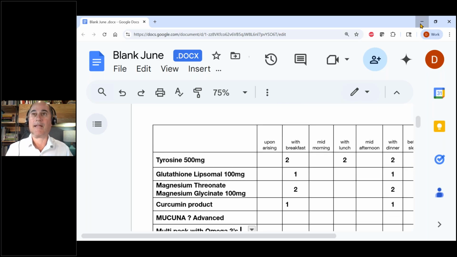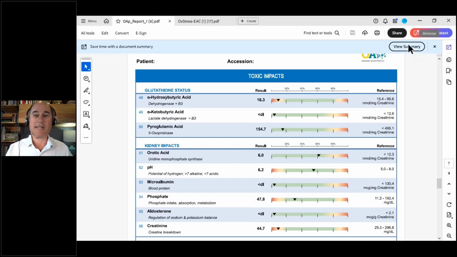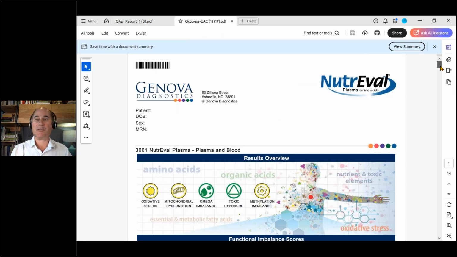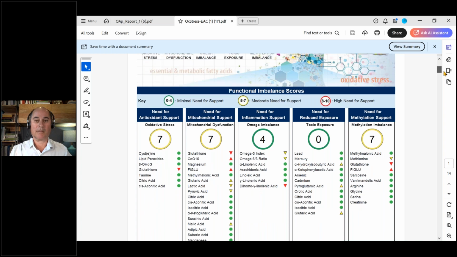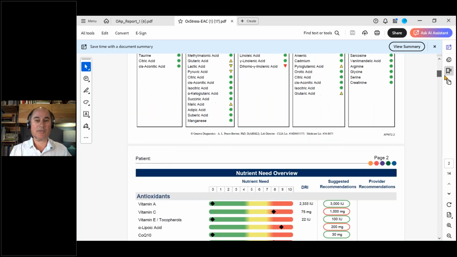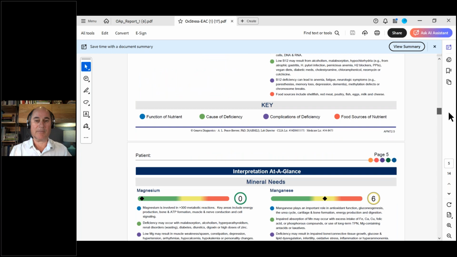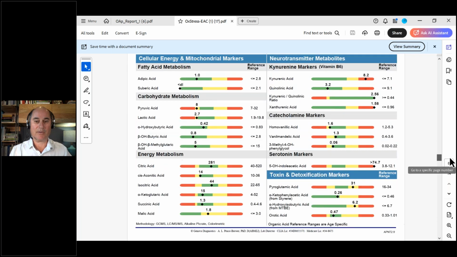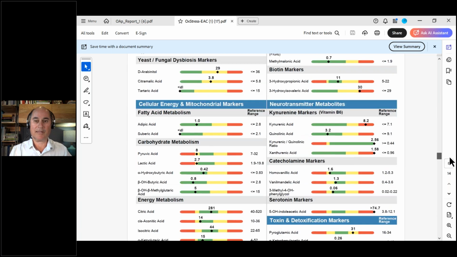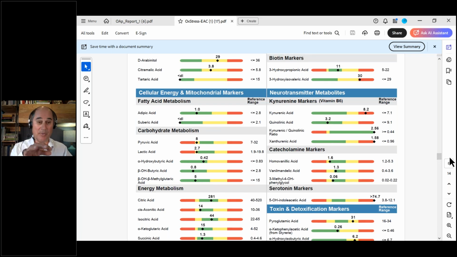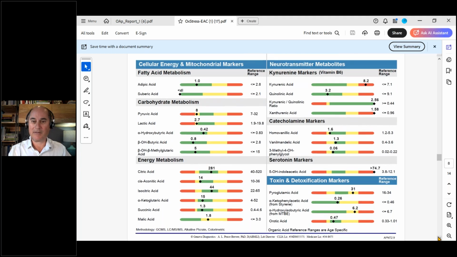All right? Okay, so let's look at one more of these, and then type in your questions. We'll get to them in a minute. Now this is a NutriVal from Genova. And we're just going to scoot on down to the brain markers, which are right here. Again, this is a NutriVal from Genova. So part of it is organic acids. And let's see, what do we got? Let me make this line up better. How's that? Okay. All right, here's another quiz question for you guys.